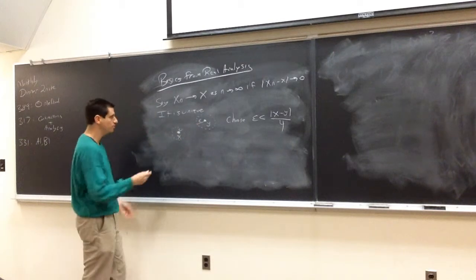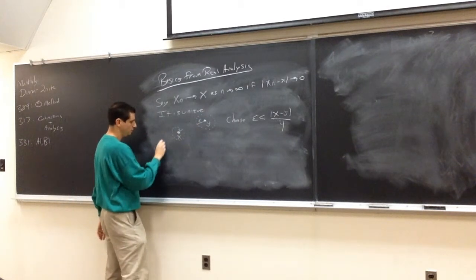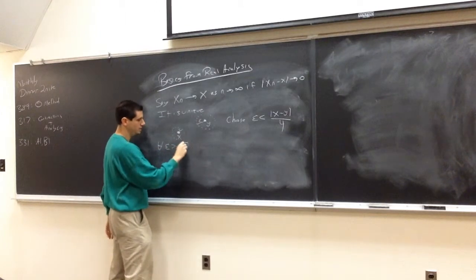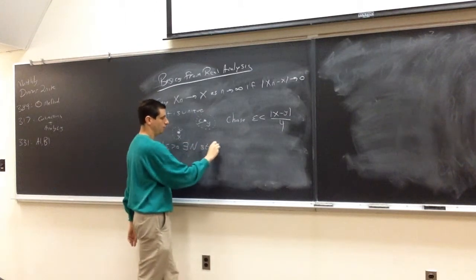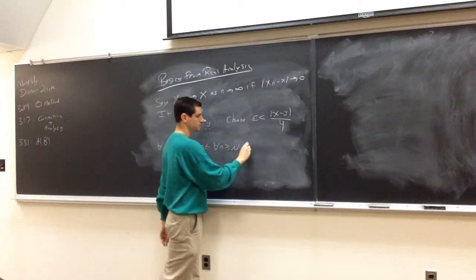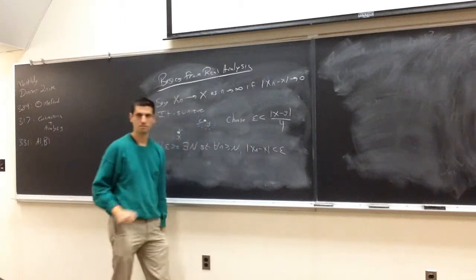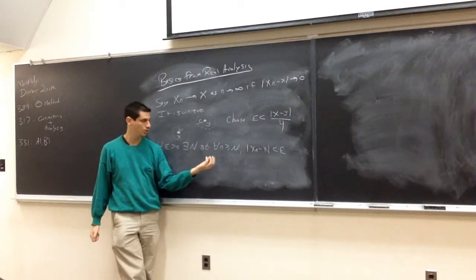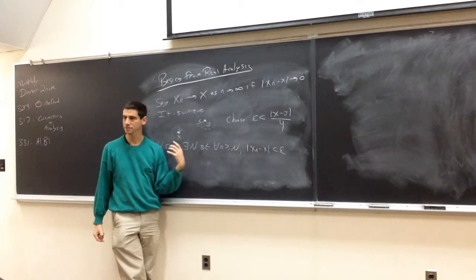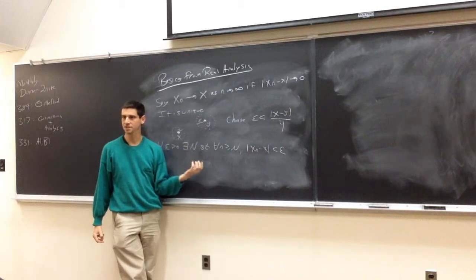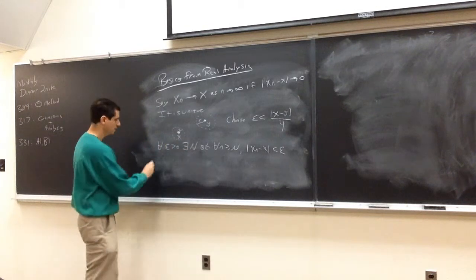So this leads to the more rigorous definition. For all epsilon greater than 0, there exists an N such that for all n greater than or equal to N, the distance from xn to x is less than epsilon. That's what it means for x to be the limit of the sequence xn. And the limit is unique.